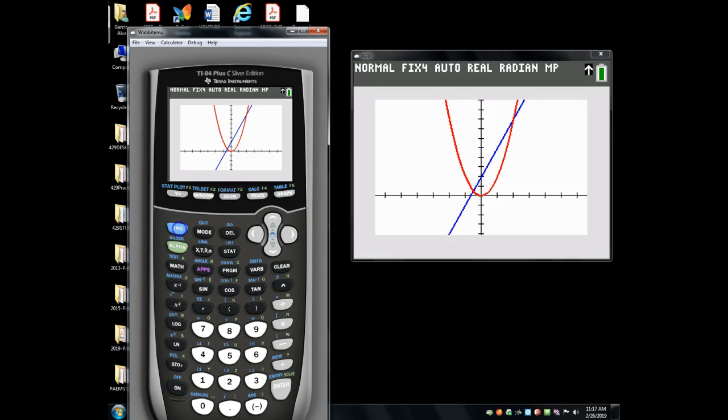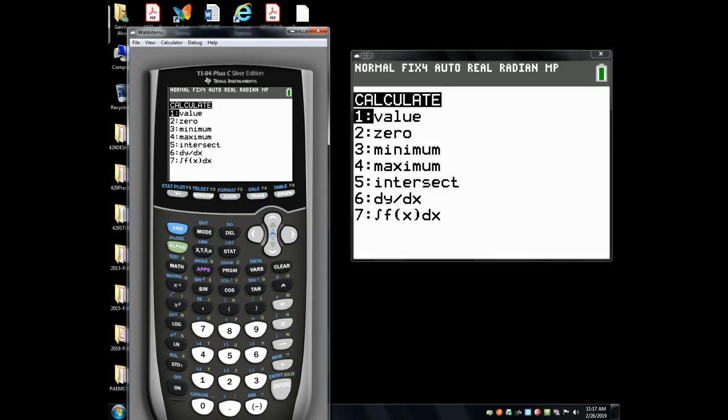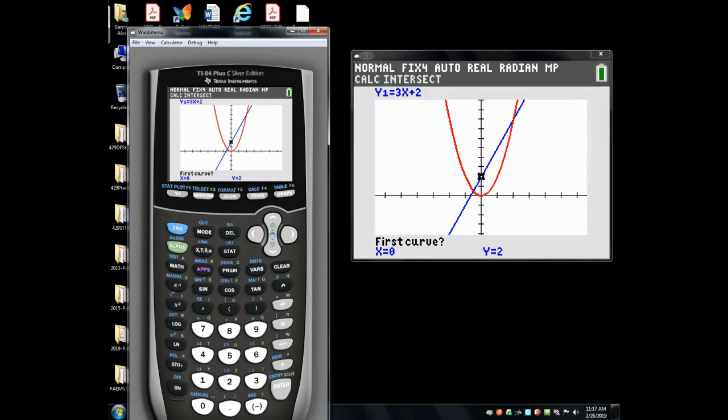Let's make sure. Second calc, intersect. Now, first curve is blue, second curve is red. Okay, fine. But I'm nowhere near where I want to be. So I could trace over there, but for some reason it's really, really slow. Why is it so dang slow? So I'm going to type in a guess. It's on the side where x is positive 1. How about that? And boom, 2.8. Perfect. That's it. There's your check.